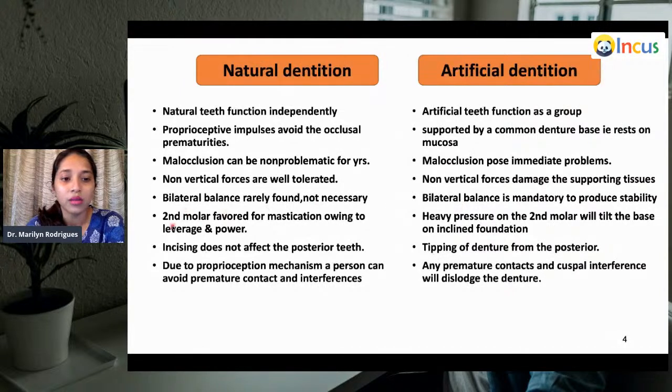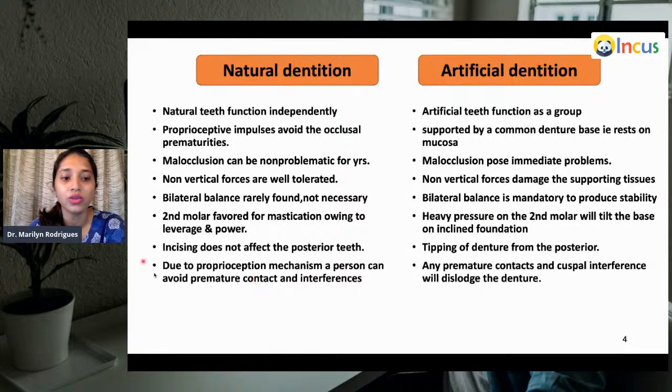The next point is that the second molar favors mastication owing to the leverage and power. In natural dentition, in the second molar region, the majority of the mastication takes place. But in artificial dentition, if we put the pressure on the second molar, there will be a tilt in the denture bases. Also, in natural dentition, incising does not affect posterior teeth. But in artificial dentition, incising can cause tipping of the denture from the posterior region.